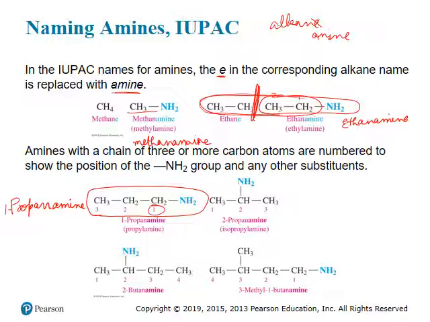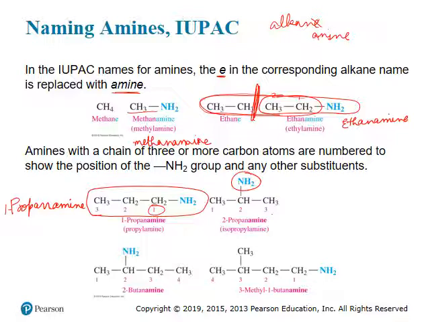Okay. For instance, if you see this, how would we name this? This is also 1, 2, 3 carbons. You could start numbering your carbons from left to right or from right to left. It doesn't matter. It's going to give the amine the same number. So it should be okay wherever you start numbering. So in this case, it's again 3 carbons. So it would be propanamine. But where is the amine located? It's on carbon 2. So it is 2-propanamine.